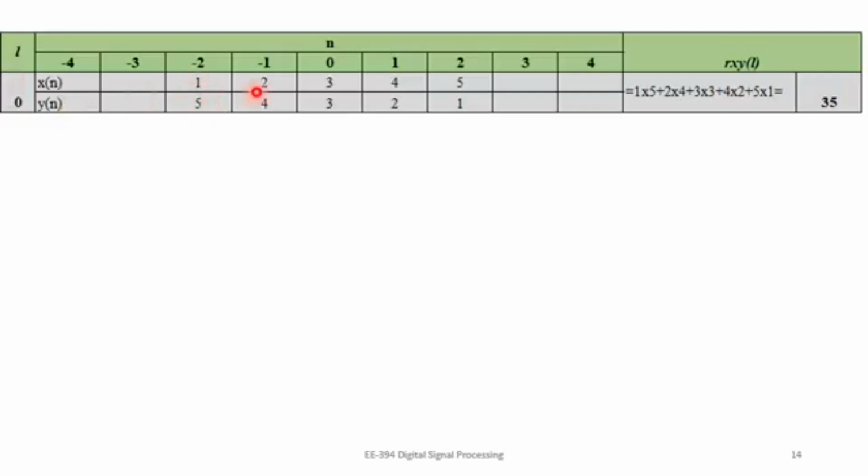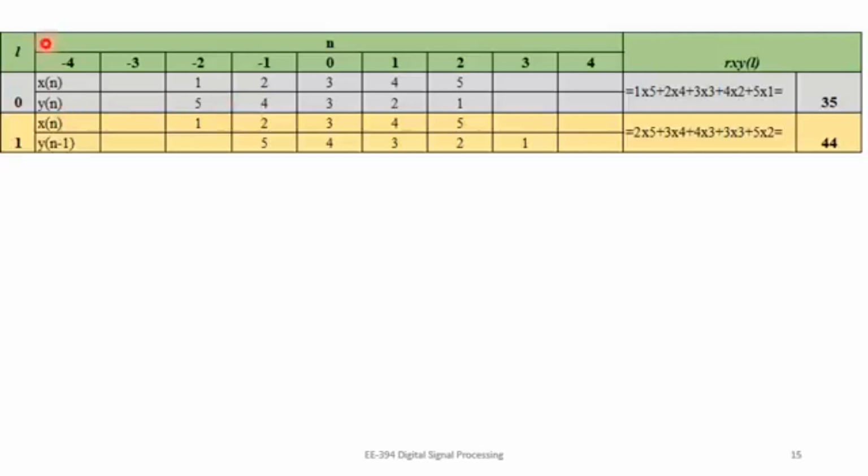So 1 multiplied by 5 plus 2 by 4 plus 3 into 3 plus 4 into 2 plus 5 into 1, so we get the total of 35. So for lag L equals 0, we have a correlation between the signals as 35.